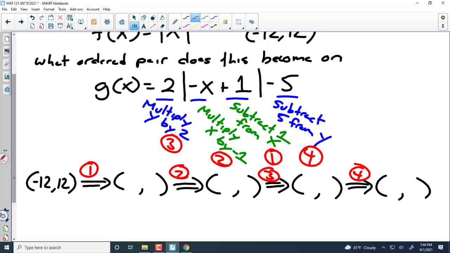Make sure you do it in the proper order. Make sure you always work off the one you just did. You don't go back to the beginning each time. You just keep working off the one you did.